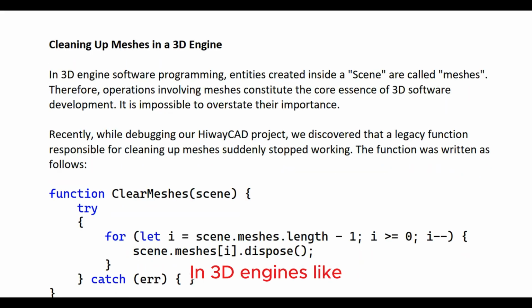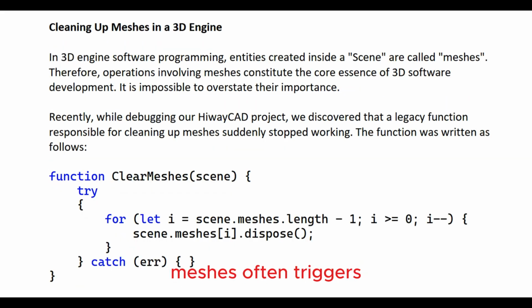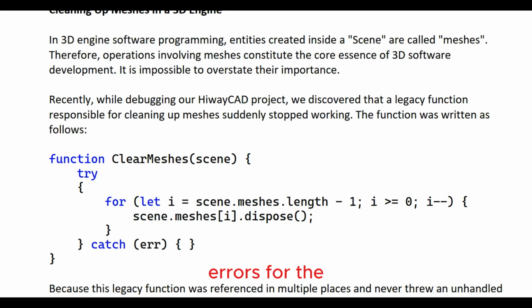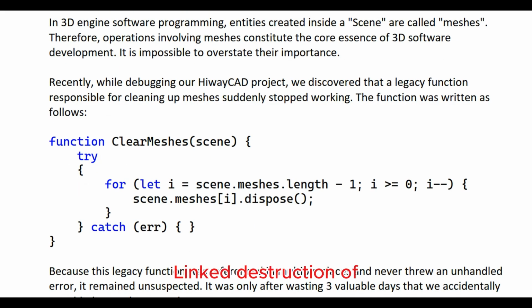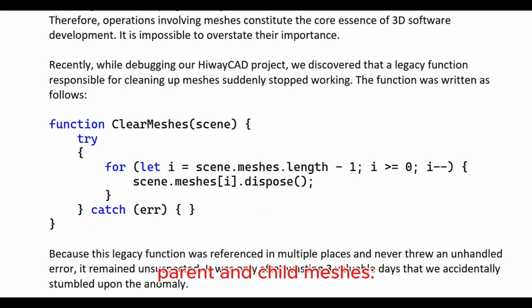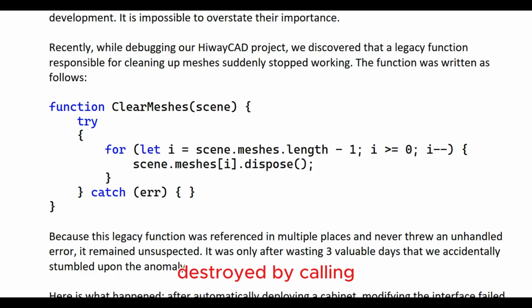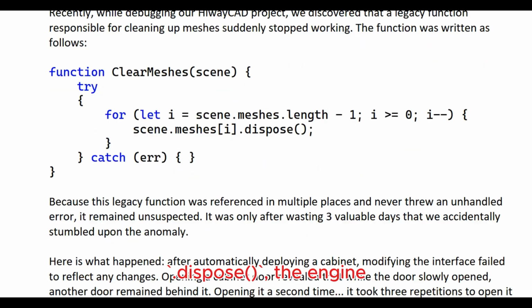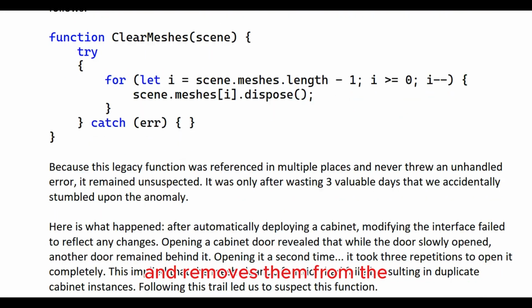In 3D engines like Babylon.js, cleaning up meshes often triggers errors for the following reasons. 1. Link destruction of parent and child meshes. When a parent mesh is destroyed by calling 'mesh.dispose', the engine automatically destroys all associated child meshes and removes them from the scene.meshes array.